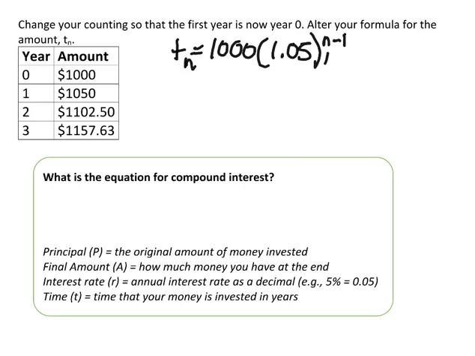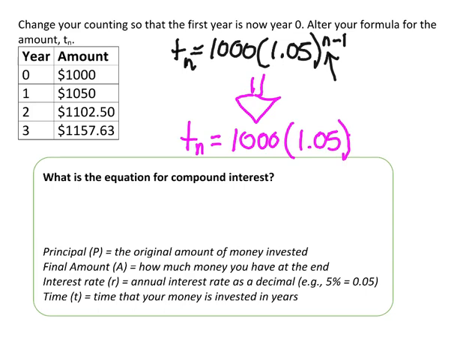So instead of n minus 1 up here in your exponent, that'll simplify to just n. So this thing here will turn into this equation. Tn is 1,000 times 1.05 to the power of n. If you think about that, if n equals 0, so the first year, the 0th year, then you'd have 1.05 to the 0, that's going to be 1, times 1,000 is 1,000. So that kind of fits with this way of numbering here.